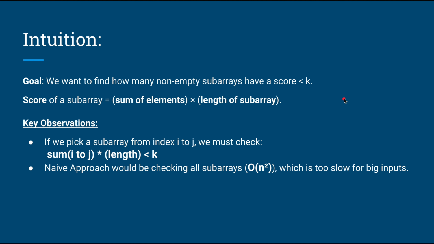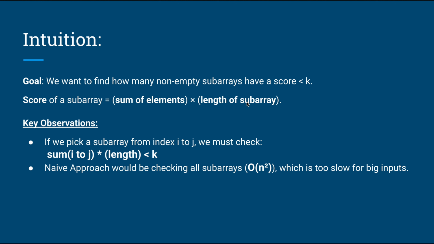So the intuition is that we want to find how many non-empty subarrays have a score less than k, and the score of a subarray is the sum of the elements multiplied by the length of the subarray. We have to understand the brute force first so that we can talk about it in an interview, meaning how we are thinking and what the easiest solution we can provide is.